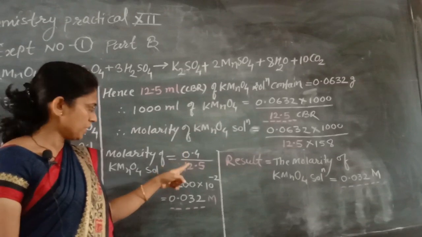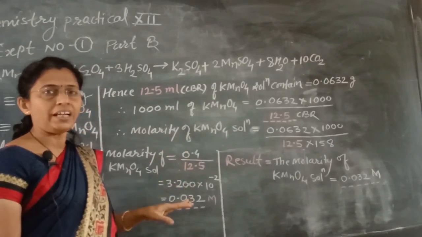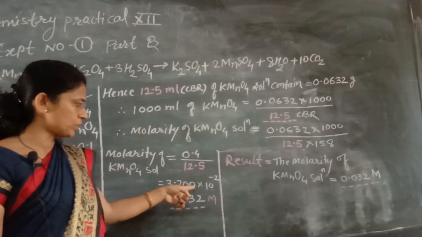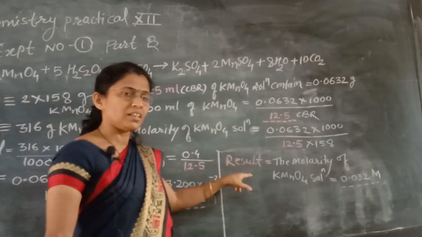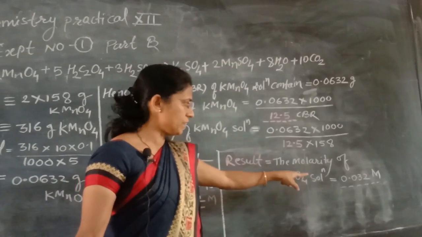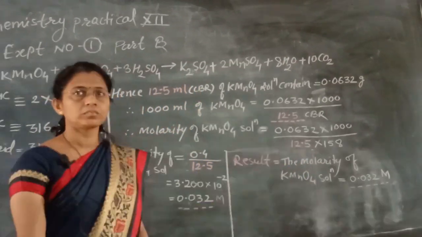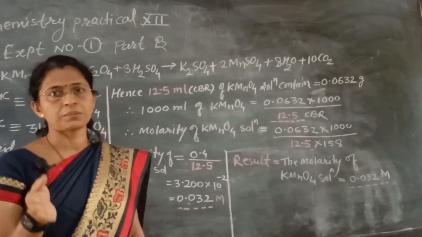Take 0.4 log, 12.5 log, subtract it and take its antilog. You get the answer 3.200 into 10 to the power minus 2. So the result is, molarity of KMnO4 solution is 0.032 molar. Here we finish part B of the first experiment.